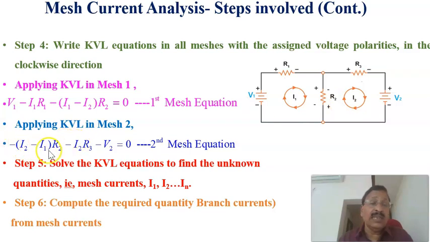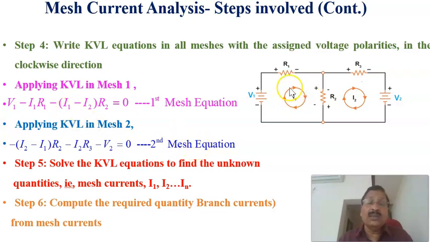Minus I2 minus I1 into R2. Then here also a drop: minus I2 into R3. Again, plus minus a drop here. That is why minus V2 equal to 0. Therefore, this is the second mesh equation. Therefore, we have got the mesh 1 equation and the mesh 2 equation.